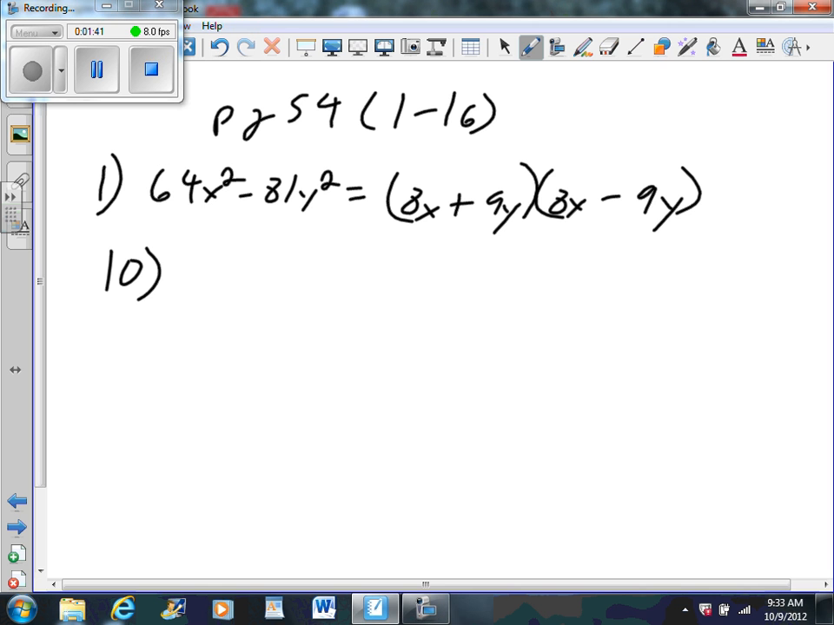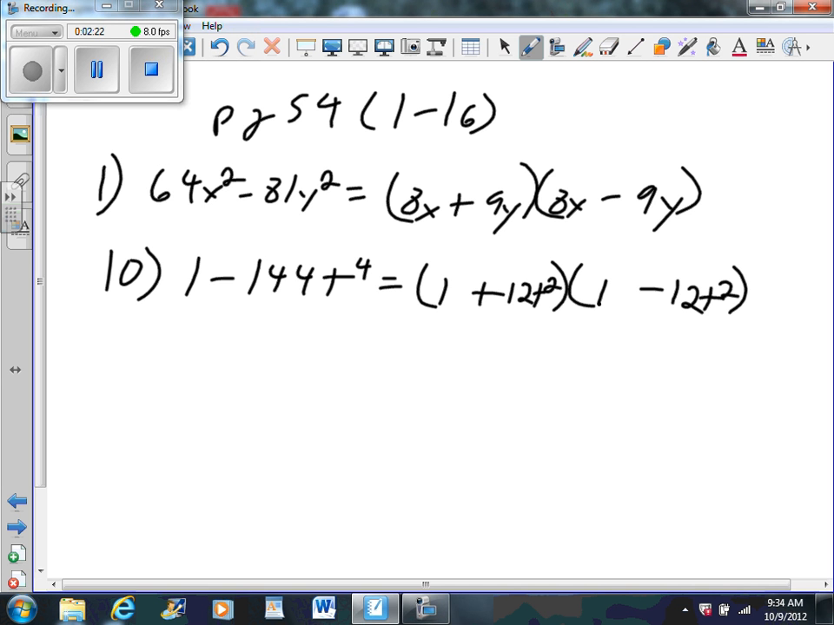Number 10. 1 minus 144. Okay. What is going to happen now? 1 is a perfect square, isn't it? Because it's 1 times 1. Two sets of parentheses. What are my signs in the middle? Plus and minus. Okay. Now, square root of 1 is 1. What's the square root of 144? 12. What's the square root of t to the 4th? t squared, yeah.